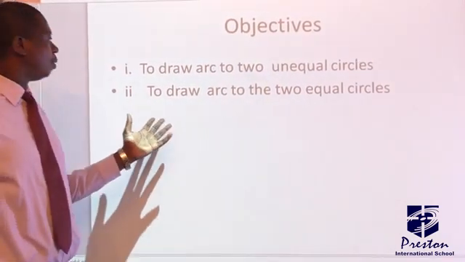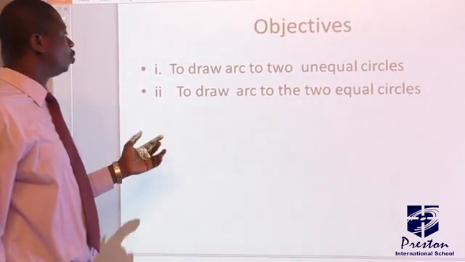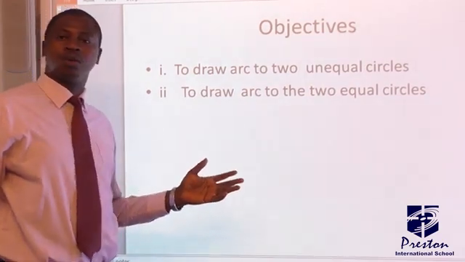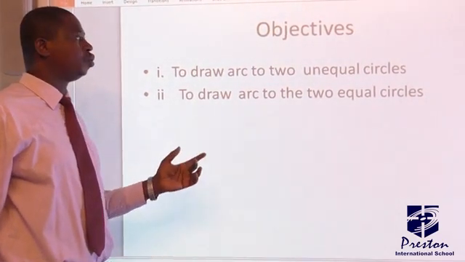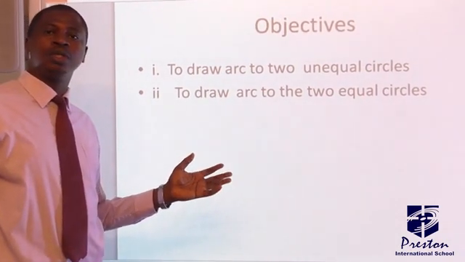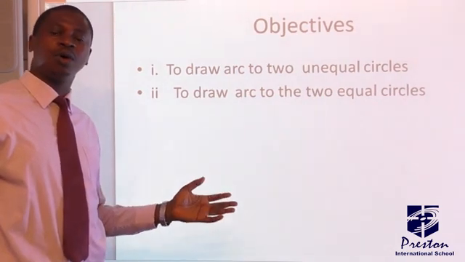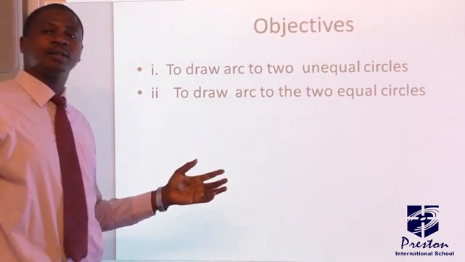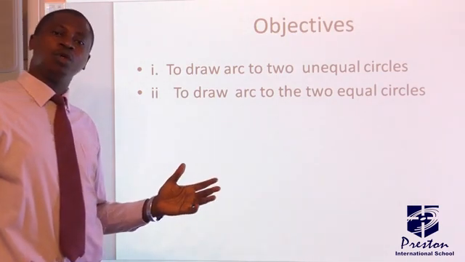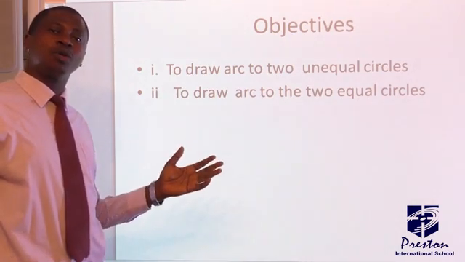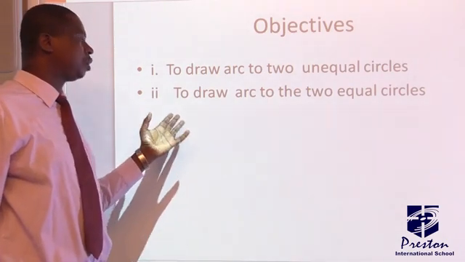For objective number 1, to draw arc to two unequal circles, then 2, to draw arc to two equal circles. Remember in the last class, we drew arc to two equal circles using external tangent. But this one, we're going to examine how we can draw internal arc to two unequal circles. But in the task I'm going to set before you, you're going to use the same method for our practice here to solve the question on objective number 2.